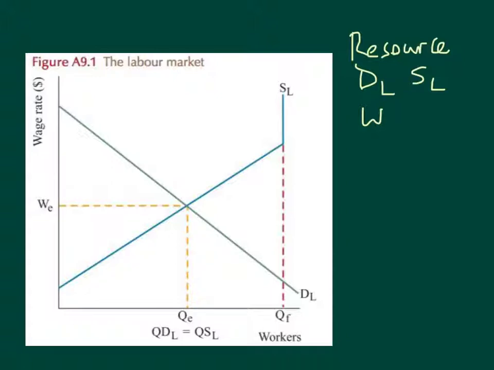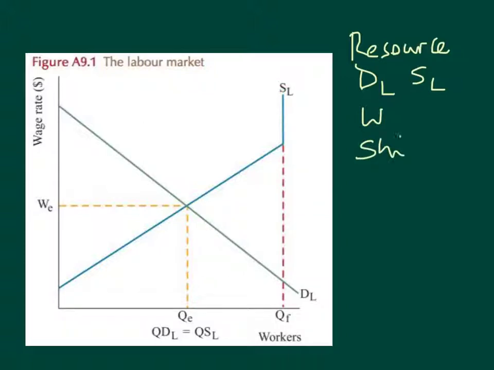Now, you'll notice that the supply curve becomes vertical. This is at the full employment rate. Regardless of how high the wage rate is, we just cannot attract any more workers because all those who want work are fully employed.